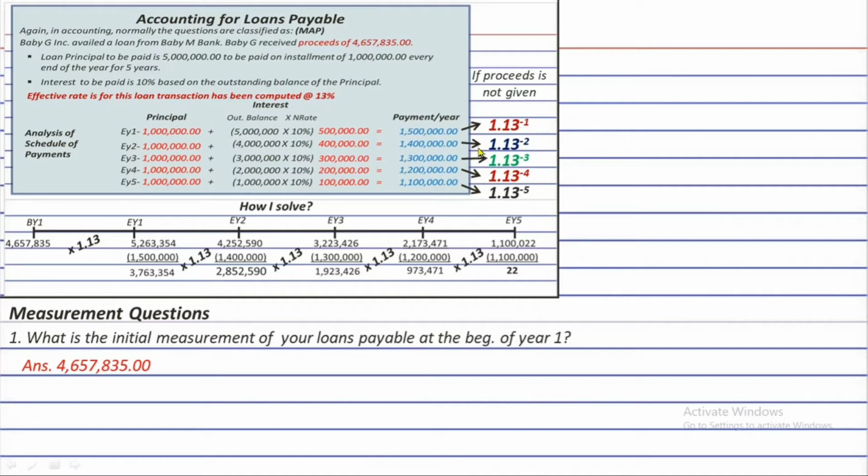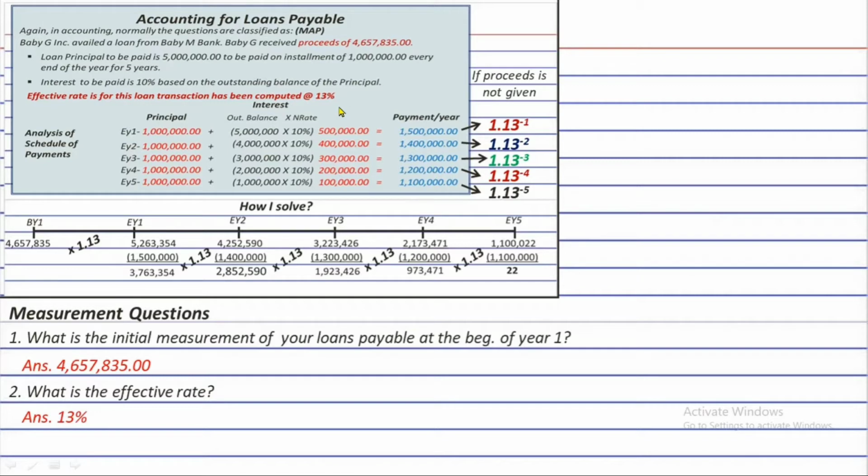So let's go to the possible question number 2, which is: what is the effective rate? Based on this problem, if we are going to base on the sample problem, the answer is 13%. So, we just copied what was given here in the problem.